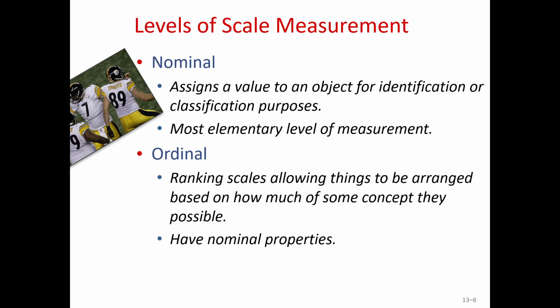Ordinal scale. Ordinal scales allow things to be arranged in order based on how much of some concept they possess. An ordinal scale is a ranking scale. In fact, we often use the rank order to describe an ordinal scale. Research participants often are asked to rank things based on preferences. So the preference is the concept, and then the ordinal scale lists the options from the most to least preferred or vice versa. So this is the ordinal one.